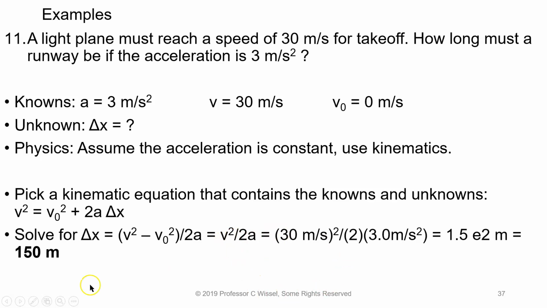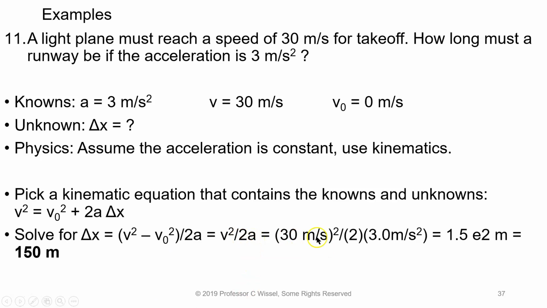And by the way, you can have another problem like this where V naught is 0, in which case you can go right to this step. As long as it matches the physics, you can reuse the equation. Constant acceleration and V naught 0, reuse this.